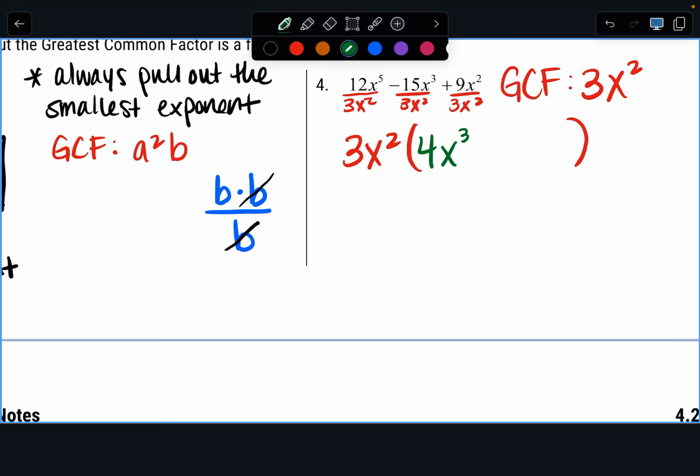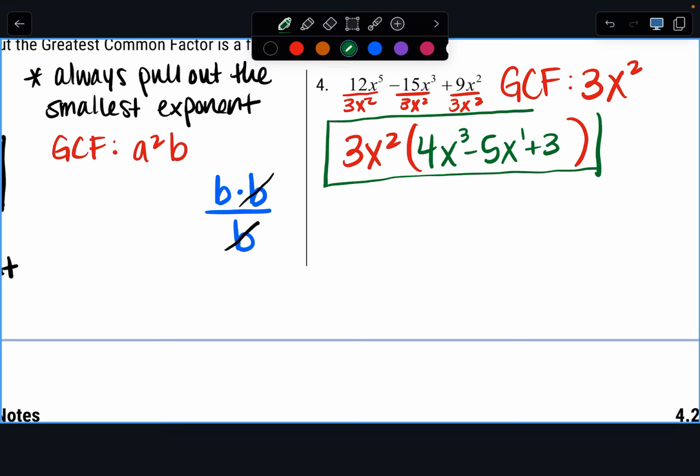What is 15 divided by 3? 5. And then I have x to the 3 over x to the 2. 3 minus 2 is 1. If you want to write x to the 1, you can. We don't require it for an exponent of 1, but we would not take off if you did have it on your test. And then I have 9 over 3, which is 3. And if you have the same exponent, they kind of cancel each other out. It really becomes x to the power of 0, which is just 1. But we don't ever really write that one. So in the end, factored form, pulled out my GCF. I'm left with 3x squared, 4x cubed, minus 5x plus 3.